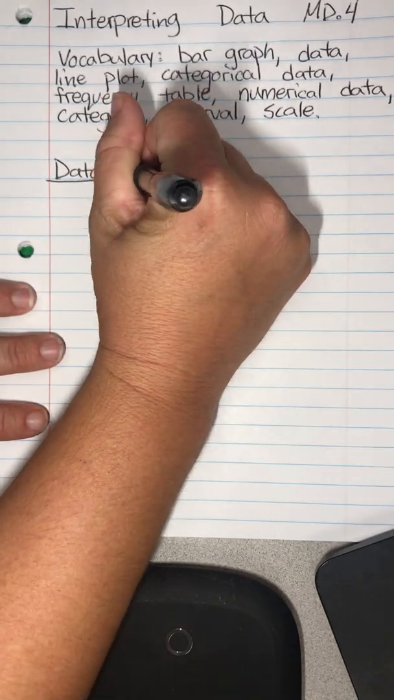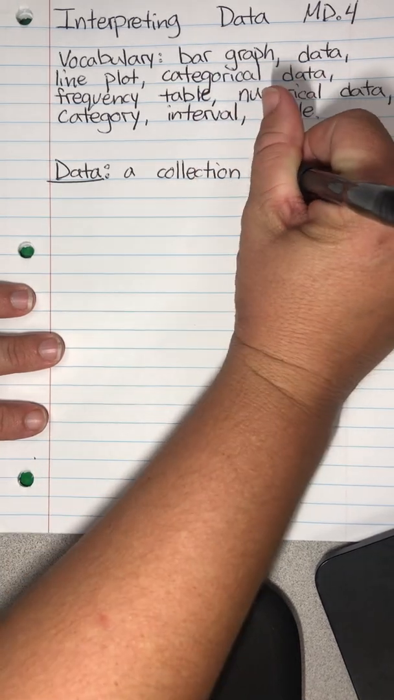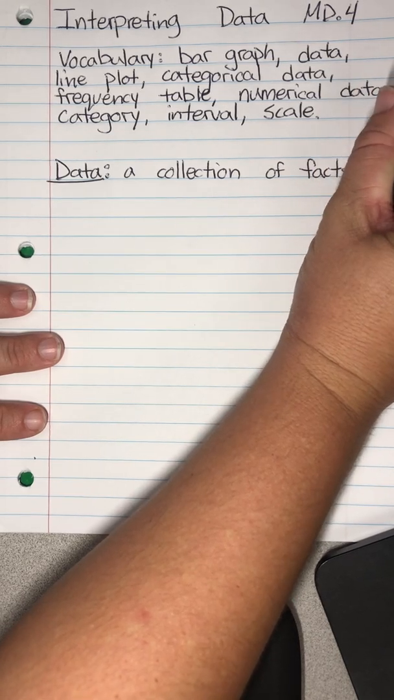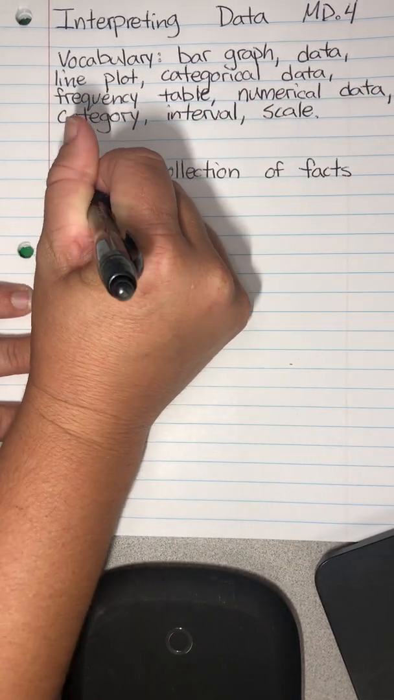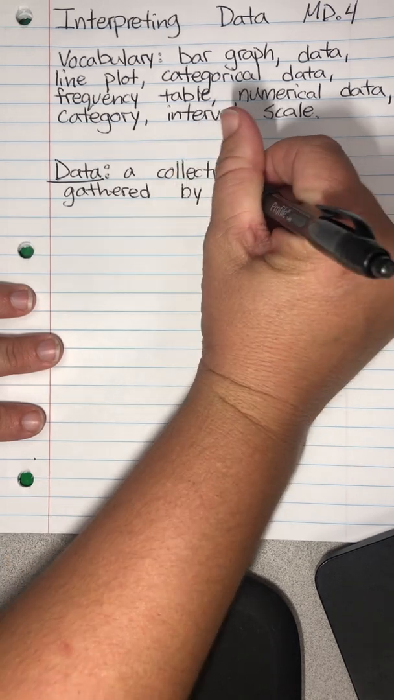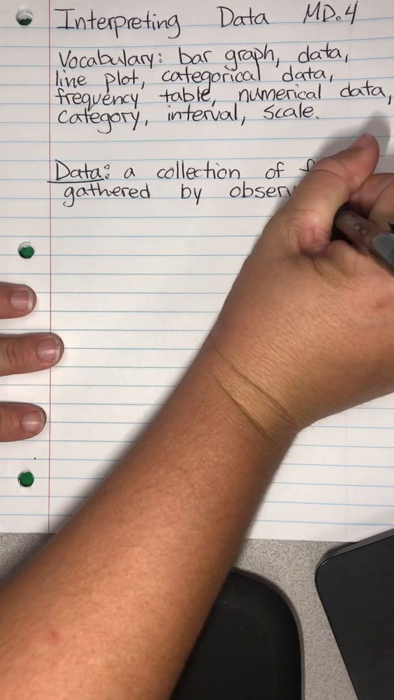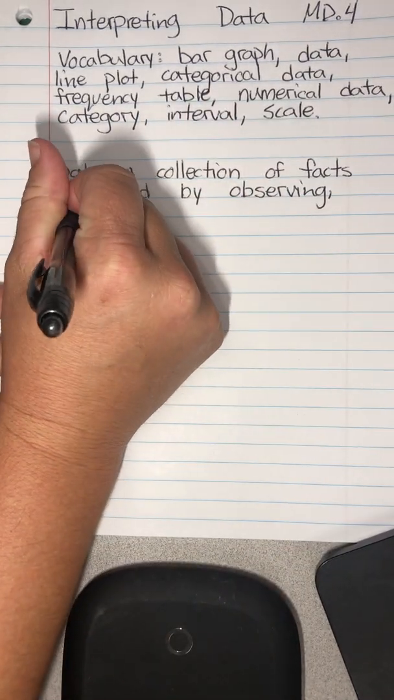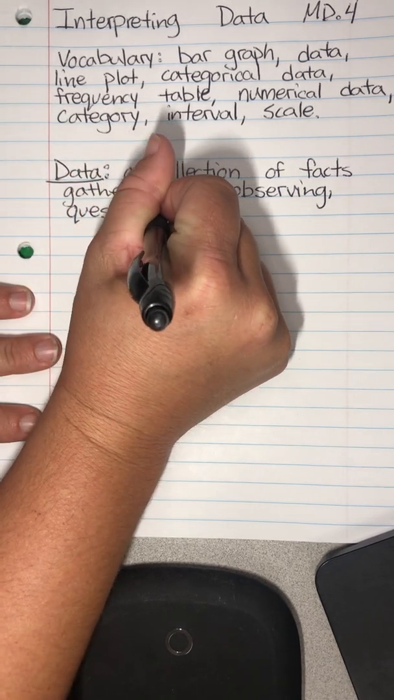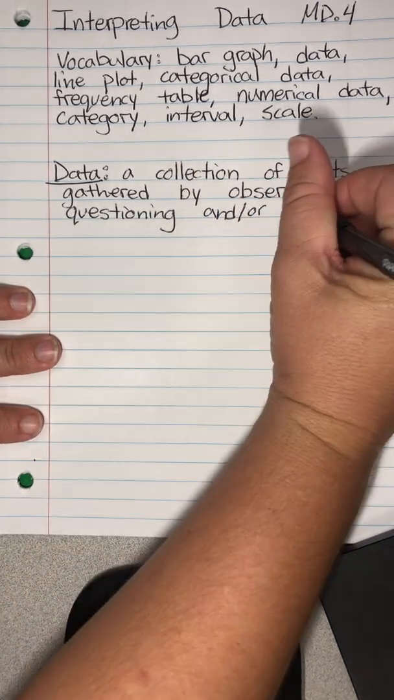So data is a collection of facts gathered by observing, just meaning something you just observe, something you see. Questioning, and or measuring.